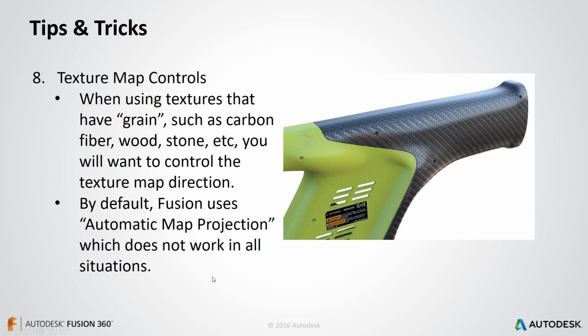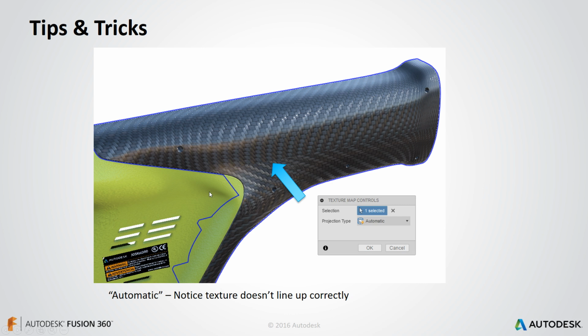Texture map controls. This allows you to orient textures that have grain, such as carbon fiber, wood, stone, etc. By default, Fusion uses the automatic texture map projection, and it doesn't work in all situations. So let me give you an example. This is set to automatic, and it looks pretty good.